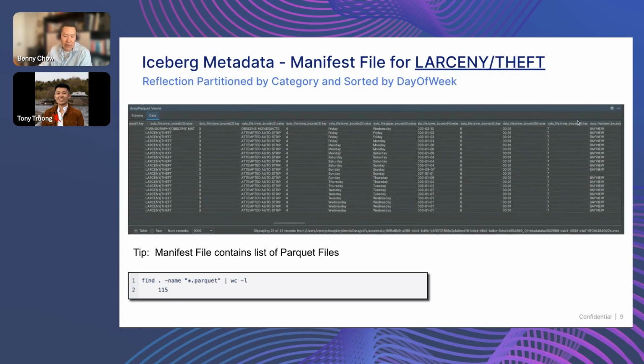This is in addition to any other columns that you filter on, because this manifest file also has the lower and upper bound values for every column that's in the Parquet file. Then finally, I want to point out that if you were to run a simple Unix command like find all the Parquet files and count the lines, you'll come up with 115 splits or files. So in this particular reflection that's stored in Iceberg, I have 115 physical Parquet files. Okay.